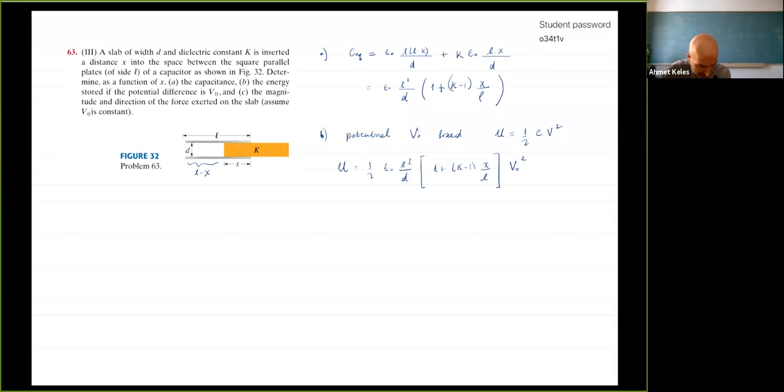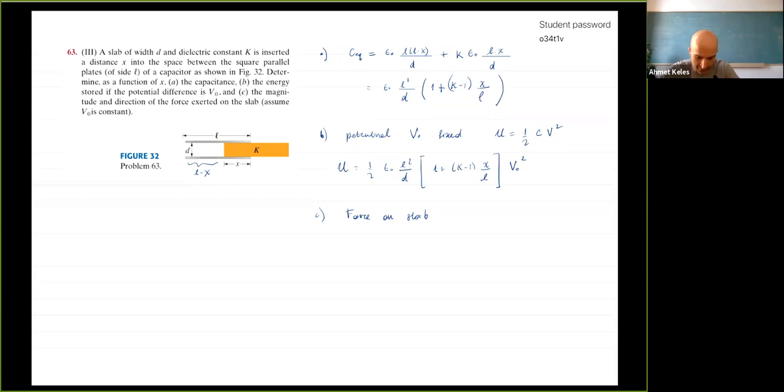Let's see if they are asking anything. Energy stored if the potential difference is fixed. Okay, that's it, right? And finally, the magnitude and direction of the force exerted on the slab. A, B, and C. Force on the slab. How do you write it? How can I write the force? Why would there be a force? It's the energy difference, but I'm not sure why there would be a force here.